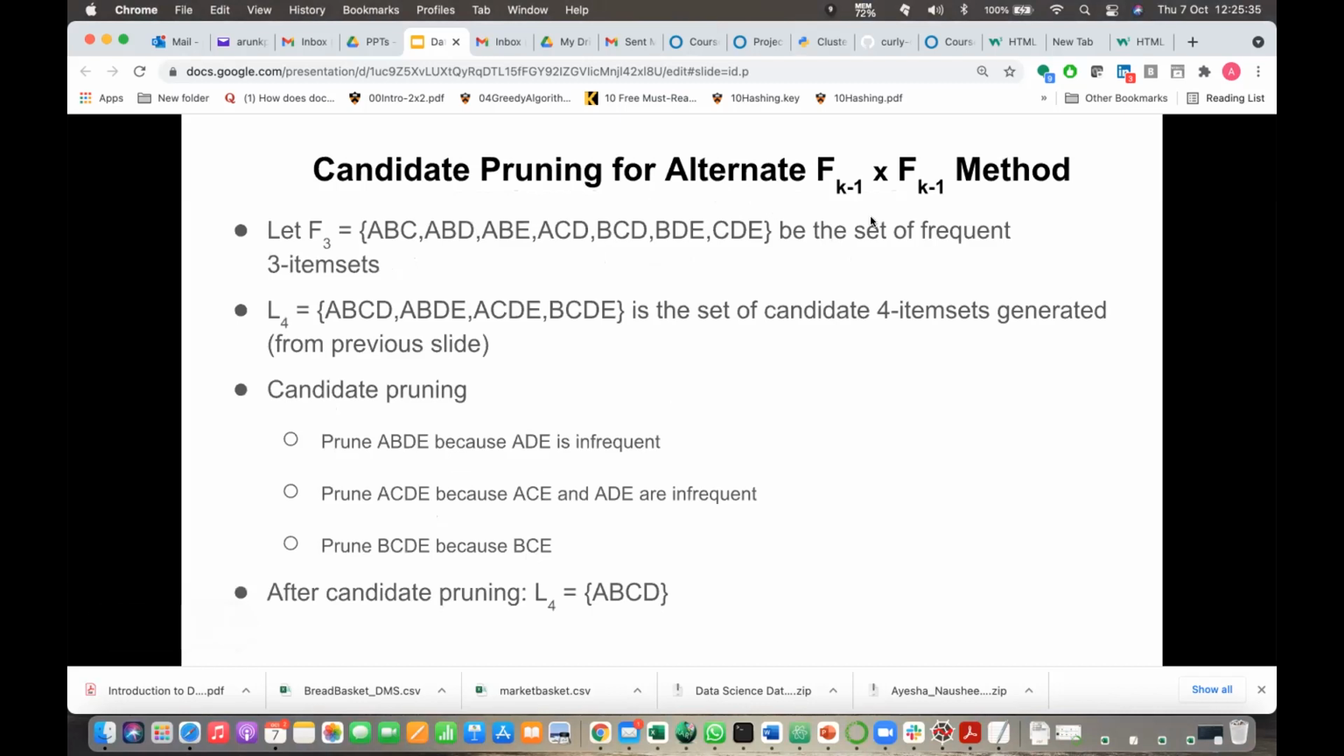Candidate pruning for the alternate FK-1, FK-1 method: again let F3 be the set of frequent 3 item sets. Then L4 is the set of candidate 4 item sets generated from the previous slide. Same, they are trying to explain. Not only can they differ at the last element, they can differ at the first and last element also. Okay.